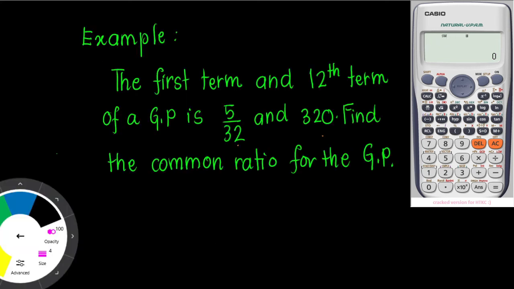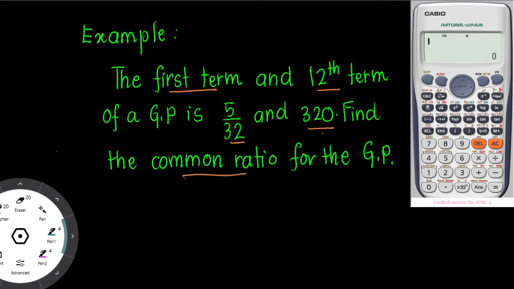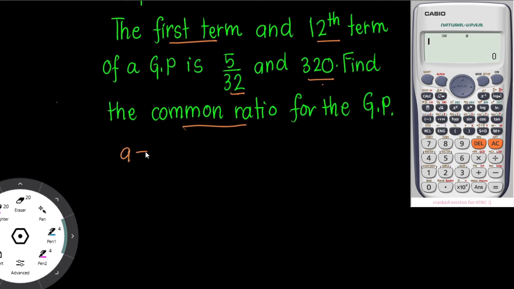Okay, so let's look at this question now. The first term and the 12th term of a GP are 5 over 32 and 320. So let's identify the information first. First term is 5 over 32. 12th term is 320. Find the common ratio. First term, that means the a we have is 5 over 32. T12, the 12th term, is 320. So we just need to find the r, the common ratio.